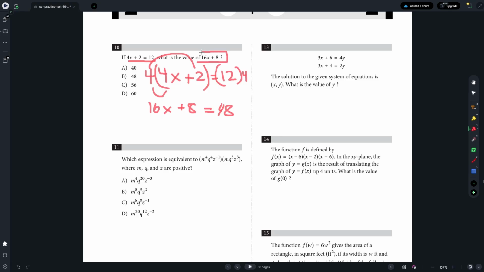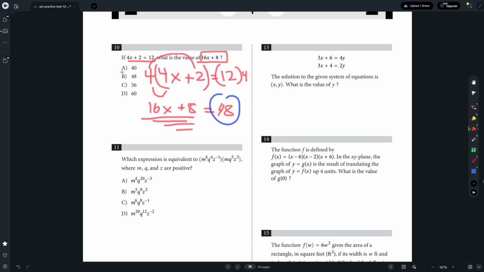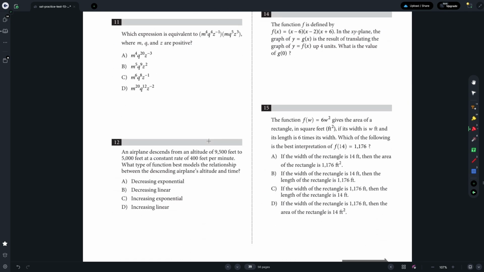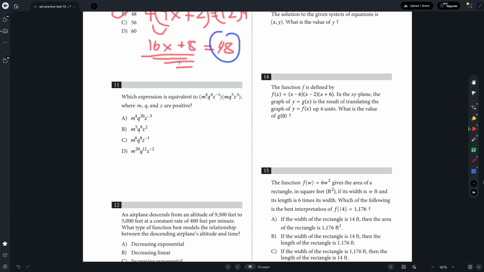And they're asking what is 16x plus 8. Conveniently, we have 16x plus 8. That means the correct answer is 48. And for this type of question, when it asks for the value of another expression when they give you this, usually there is this type of pattern where you don't have to solve for x and then plug it into this expression, because it does save time and the SAT loves to do that.